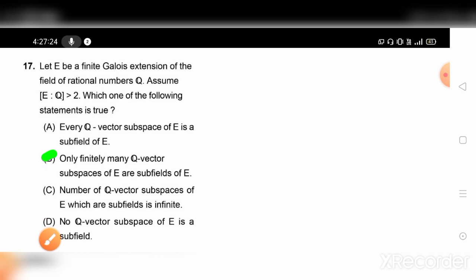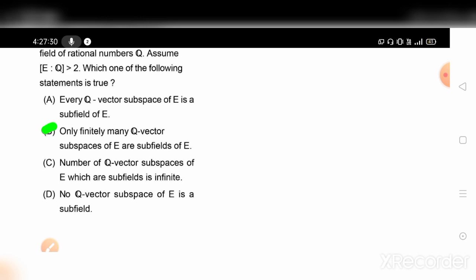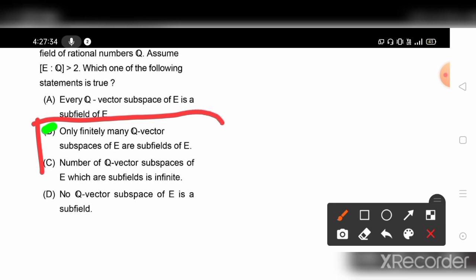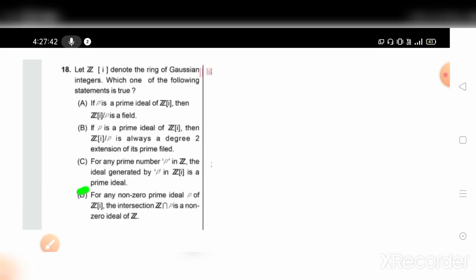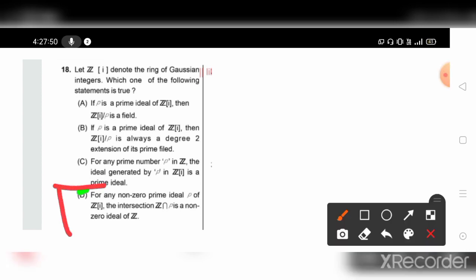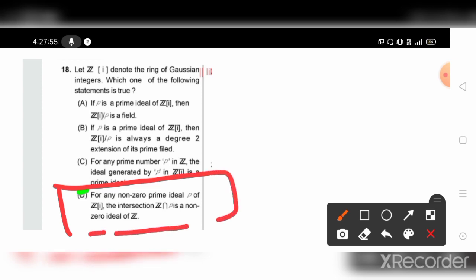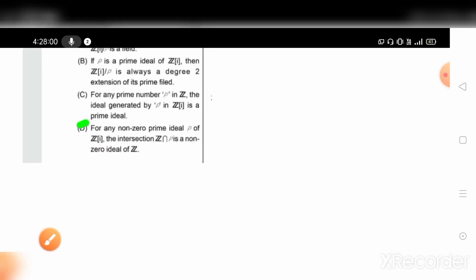Let E be a finite extension of the field of rational numbers Q. Assume the degree of E over Q is greater than 2. Which of the following statements is true? Option B is correct: only finitely many Q-vector subspaces of E are subfields of E. Next question. Let Z[i] denote the ring of Gaussian integers. Which one of the following statements is true? For any non-zero prime ideal P of Z[i], the intersection of Z with P is a non-zero ideal. Option D is correct.